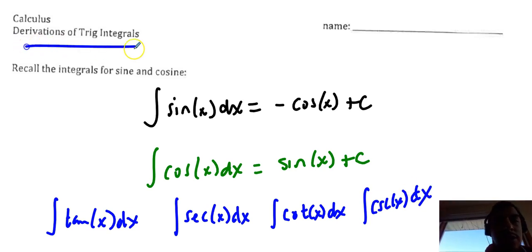So again, we're going to try to do the derivations of all the trig integrals, and then we'll go ahead and apply them to some problems. I'm going to try to also finish this video in 15 minutes, so let's see how I do in that regard.